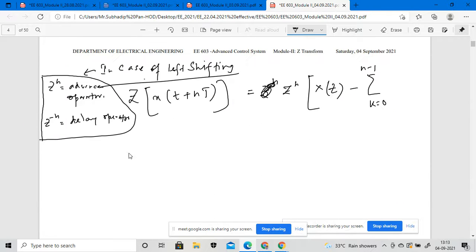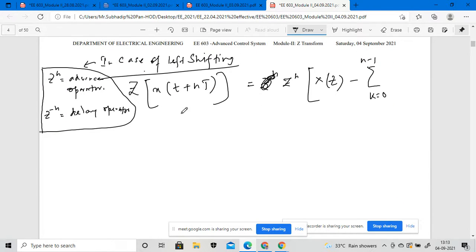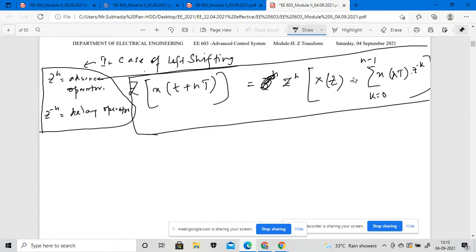So over here, if I take the z transformation, x of t we consider as x of kt. Now we have to simplify these things. Summation over k equals 0 to n minus 1 of x of kt into z to the power minus k, right? So this will be my equation for the left shifting. This is also an important term for the application part.